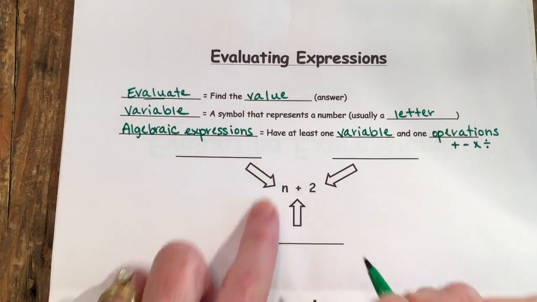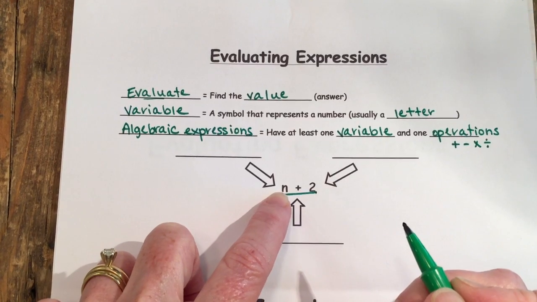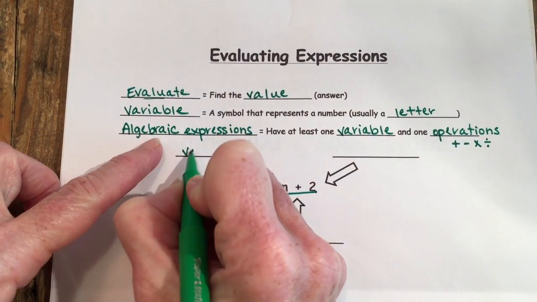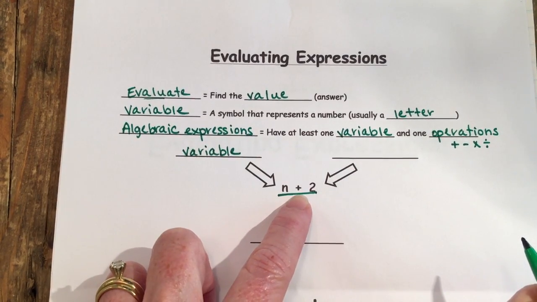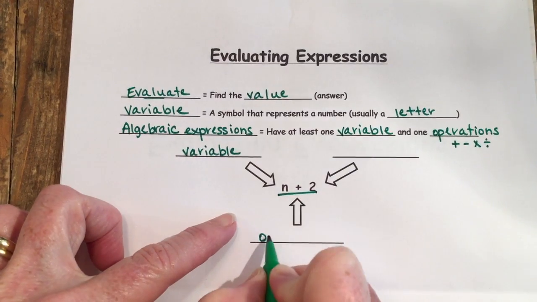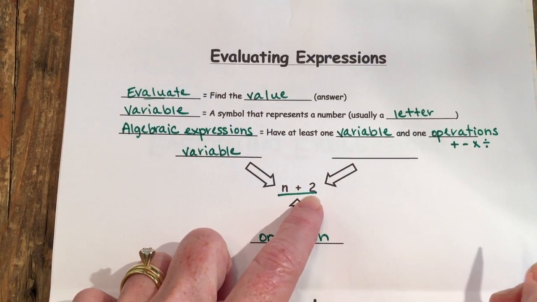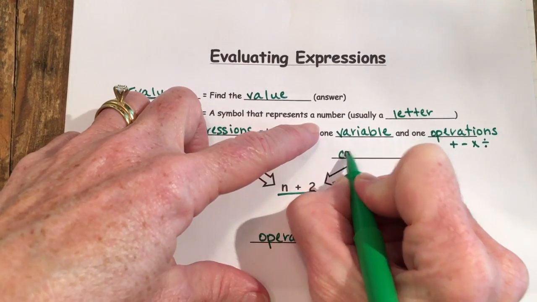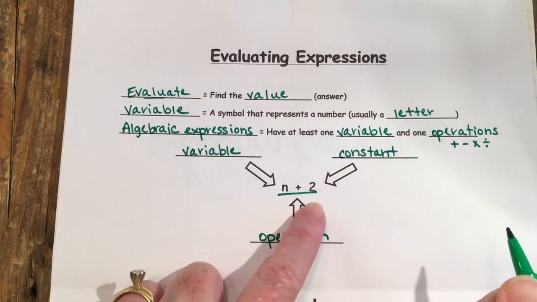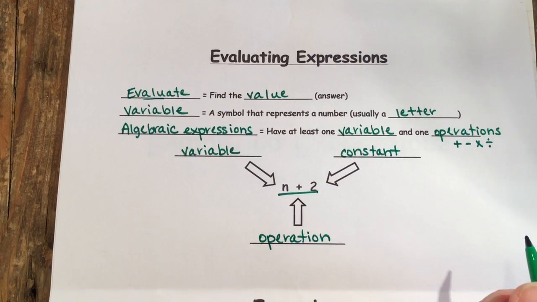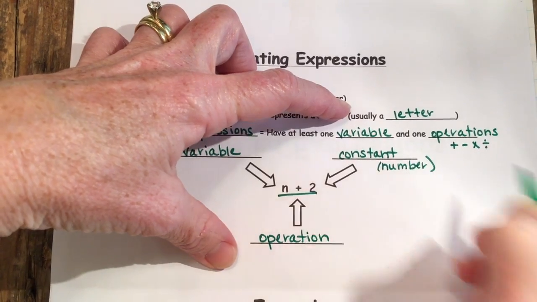All right, so here's an example right here of an algebraic expression. And you can see that it has this letter here, and remember we're calling that a variable. It has an addition sign here, so that's our operation. And then sometimes there are extra actual numbers, and we call these constants. Because no matter what our variable is, we're always going to add 2 to it. So it's a constant, or in this case, it's the number that doesn't change.